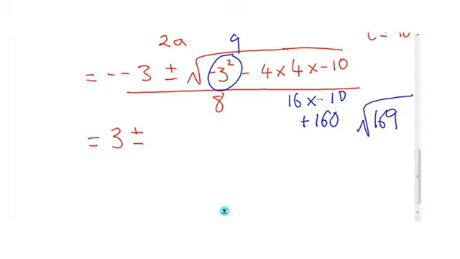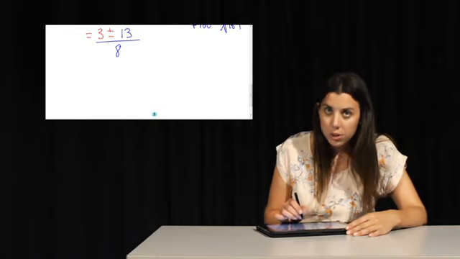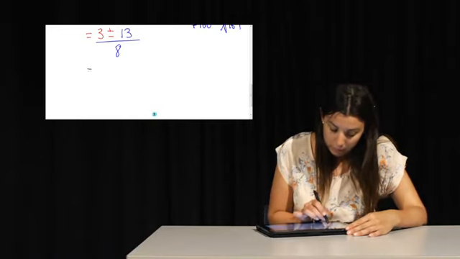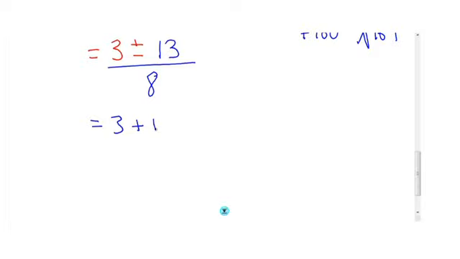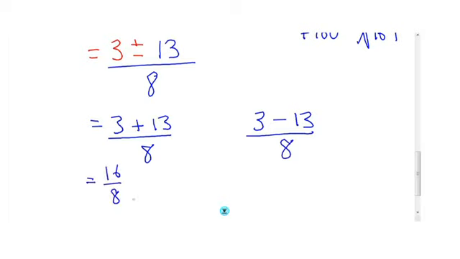The square root of 169 is 13. 13 times 13 is 169. All divided by 8. So for our 2 solutions, we have 3 add 13 divided by 8, and 3 subtract 13 divided by 8. 3 plus 13 is 16 divided by 8, which is 2. And on here we have 3 subtract 13, which is negative 10 divided by 8.